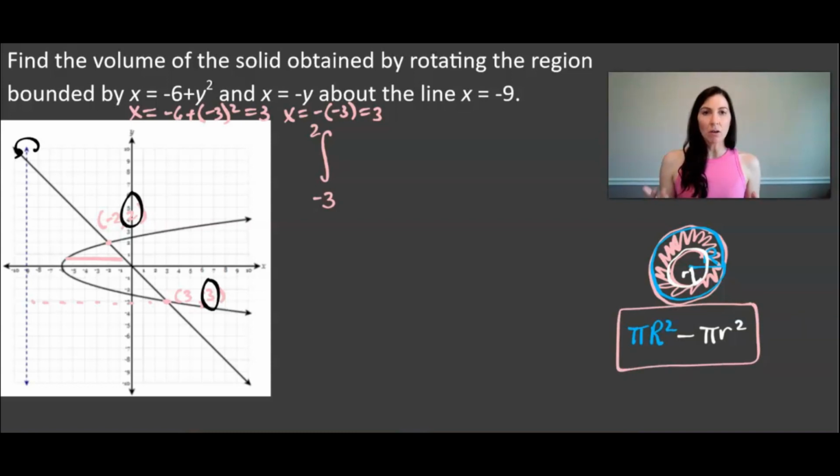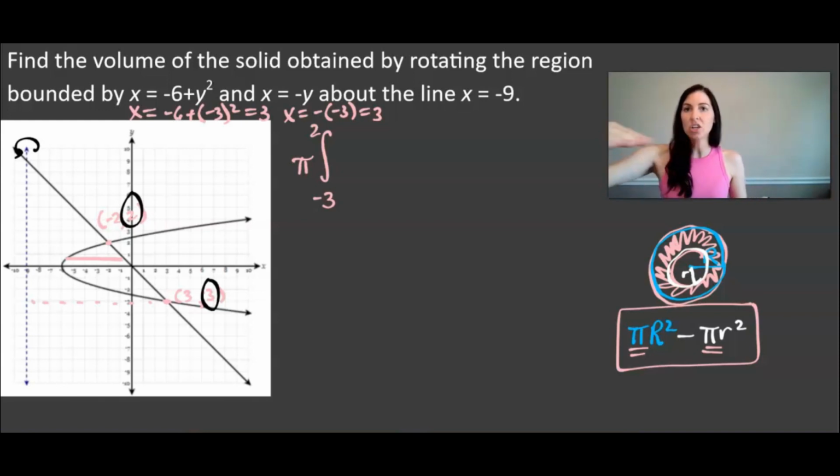And again, the formula was pi R squared minus pi lowercase r squared. Both of them have a pi, and I'm going to factor that pi out. The integral symbol means I'm adding up an infinite amount of these washers, and all of these washers have an area of pi capital R squared minus pi lowercase r squared. So let's find what capital R and lowercase r are.